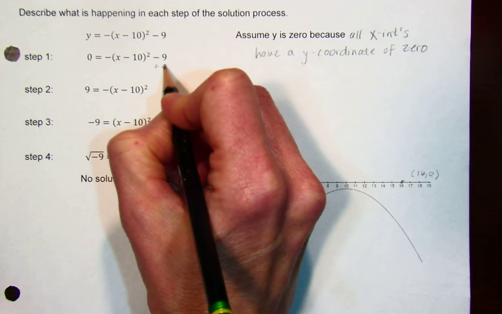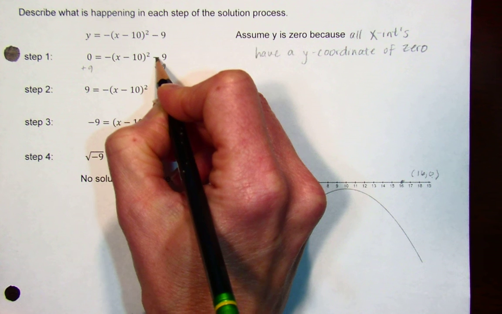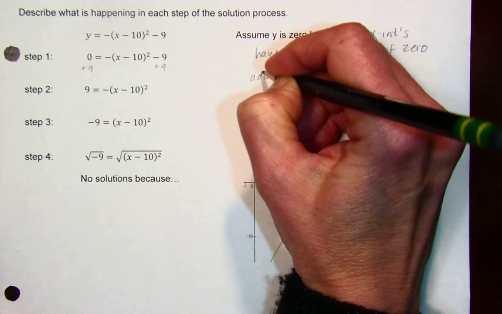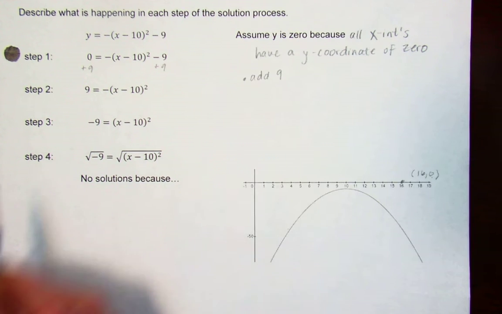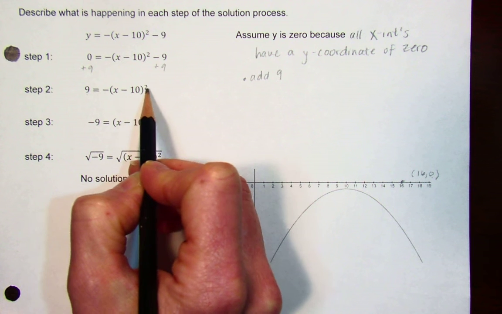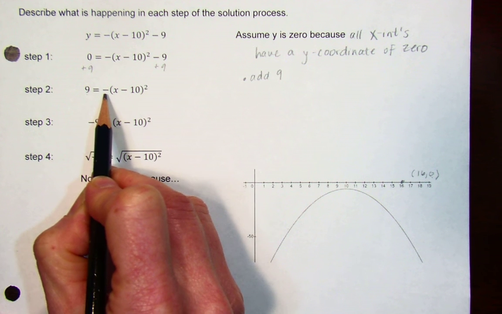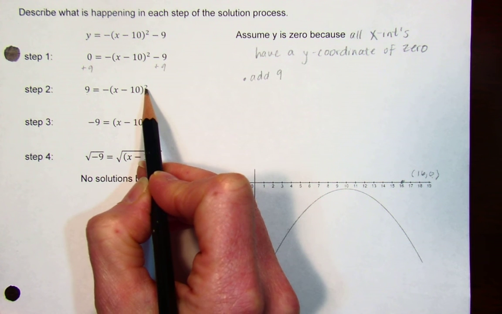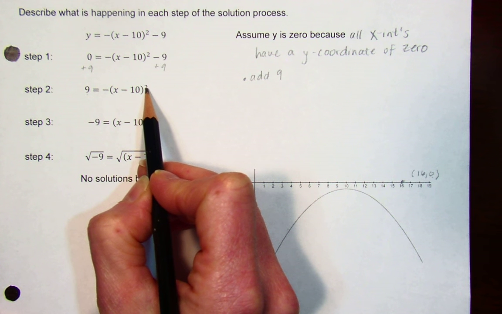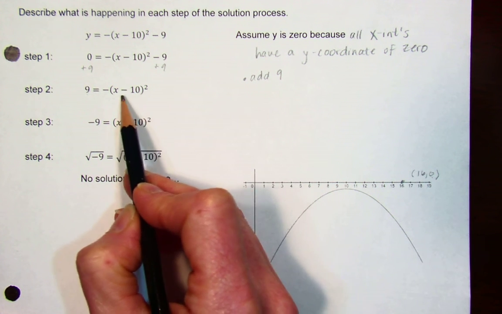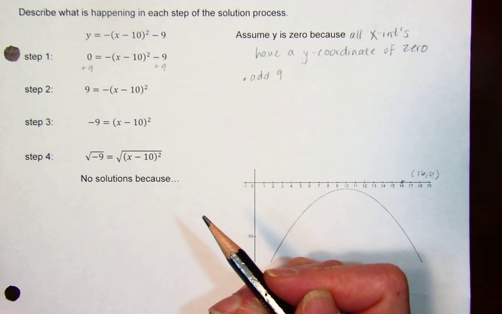I'm going to add 9 to both sides because subtracting 9 and adding 9 are inverses. That's my first step. 0 plus 9 is 9, and then negative x minus 10 quantity squared. I am not going to distribute the negative 1 in front of this quantity because distribution is not an inverse. I am not going to distribute or apply this exponent. There's no such thing as distribution of an exponent. And I don't want to apply this by multiplying this times itself. That's not an inverse either.